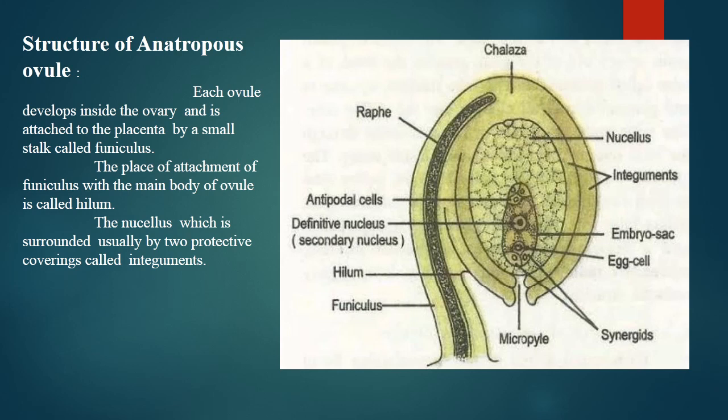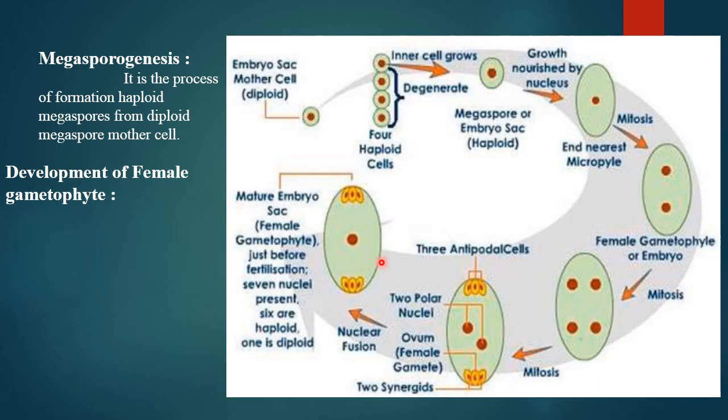This is the nucellus. This is the embryo sac. In that embryo sac, this is the egg and synergids. This is the micropyle. This is the funicle and this is the hilum. This is the antipodal cell. This ovule is turned 180 degrees.